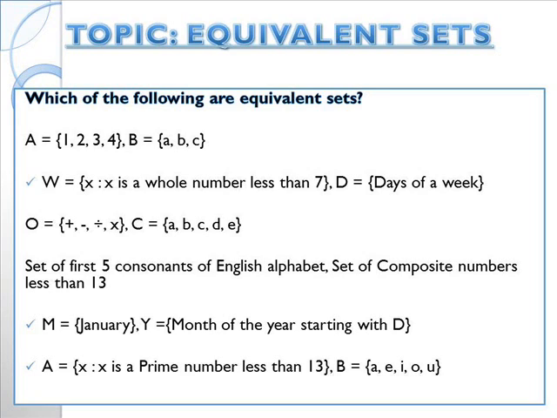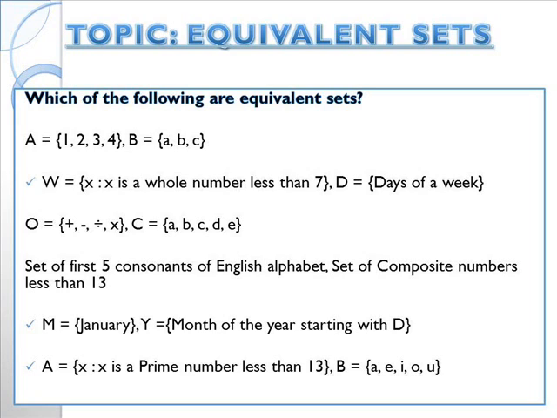Then we have M is equal to {January} and Y is equal to the month of the year starting with D. Well, there is only one month that starts with D, that is December. As both the sets have one element each, therefore these are equivalent sets.